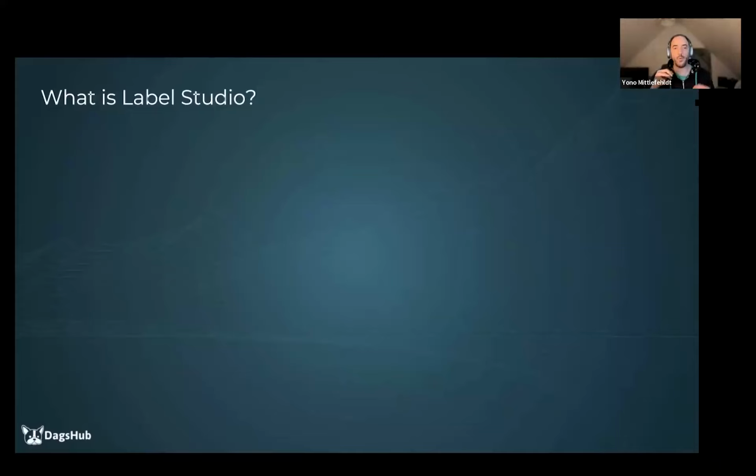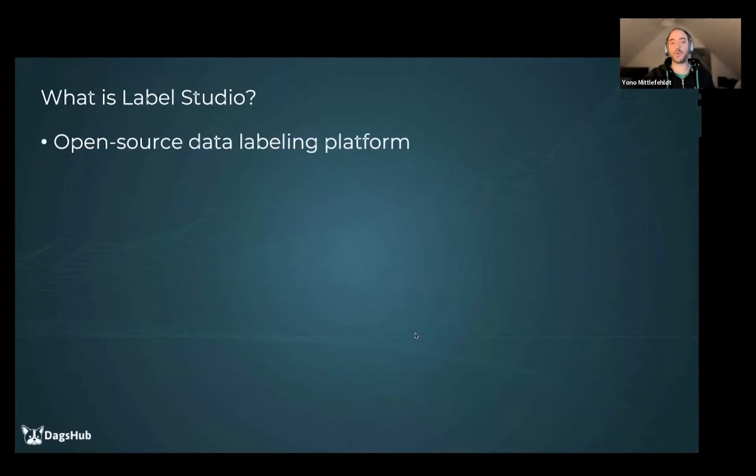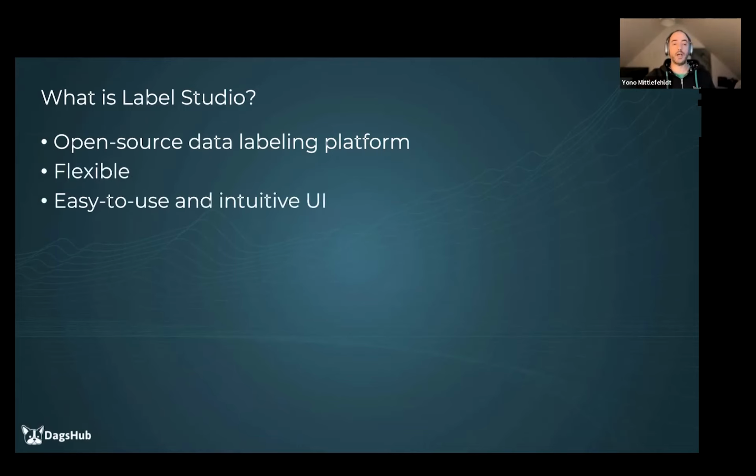So what is Label Studio? Well, if you just gathered, this is an open source data labeling platform. So it's not like every other labeling platform, but it is an open source labeling platform. You can annotate data on there. You can organize your data fairly easily. It's very flexible, which is great. It's easy to use and it has an intuitive UI.